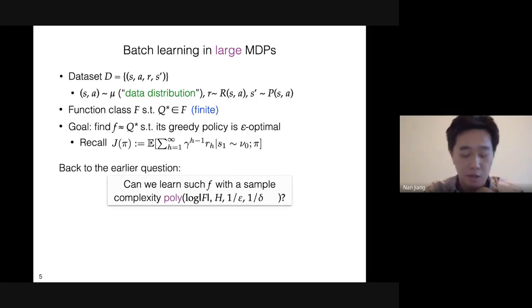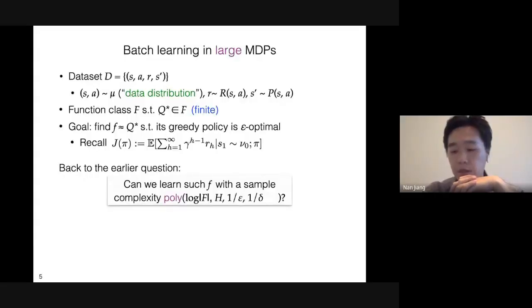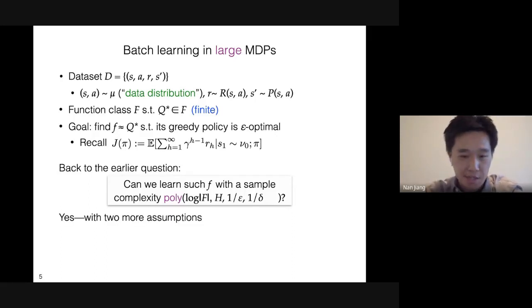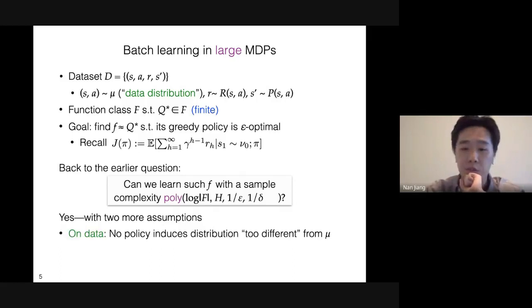Because value function approximation is such a fundamental topic in RL, there's a very large body of literature on this. We have some pretty decent understanding in this topic, and according to what we know in the literature, the answer is yes, but we need two more assumptions. The first assumption we need is to say that our data needs to be exploratory. And here exploratory roughly means that no policy will induce a distribution that is too different from your data distribution.